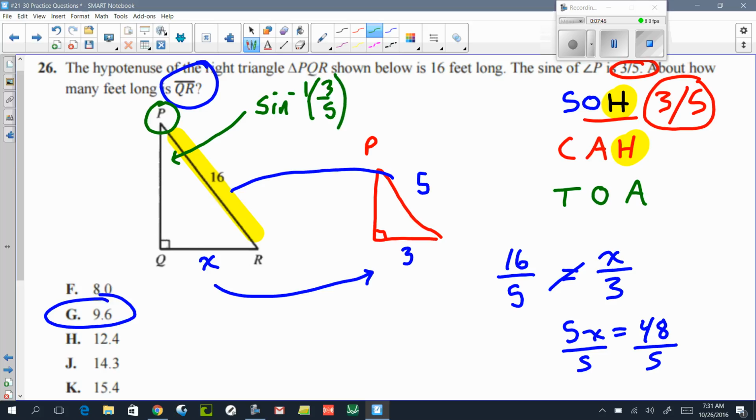So at first glance, this is actually how I did this problem. I don't know if it's faster than using the similar triangles method, but this works well too. So the sine of P is 3/5. The sine inverse is going to give us this angle.